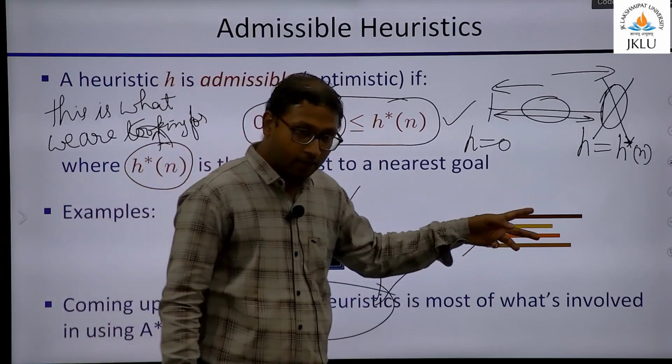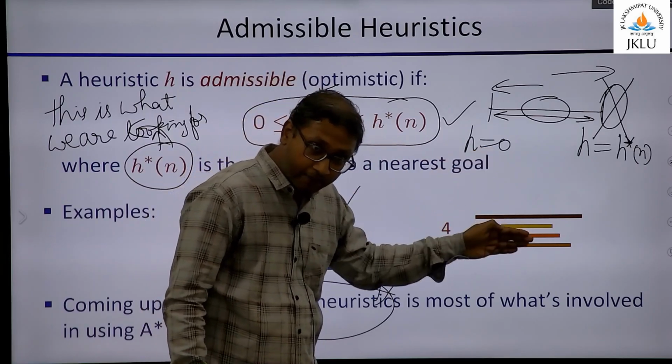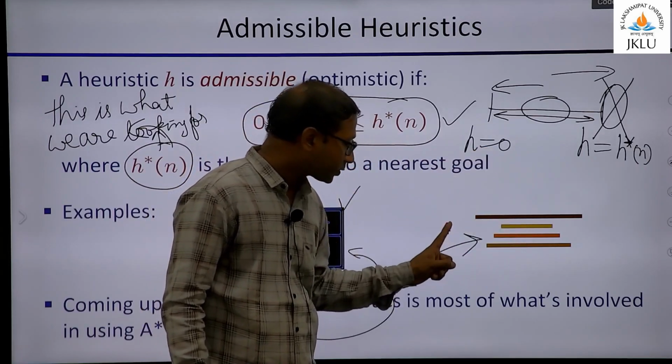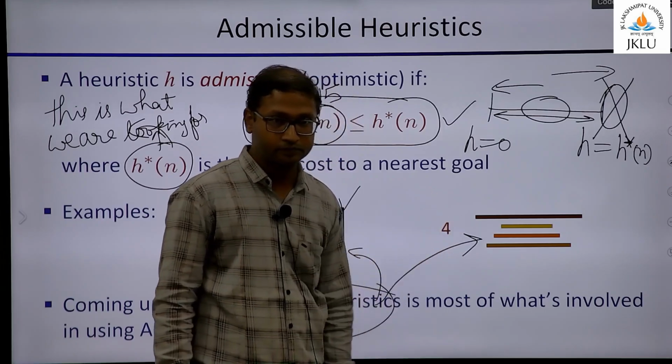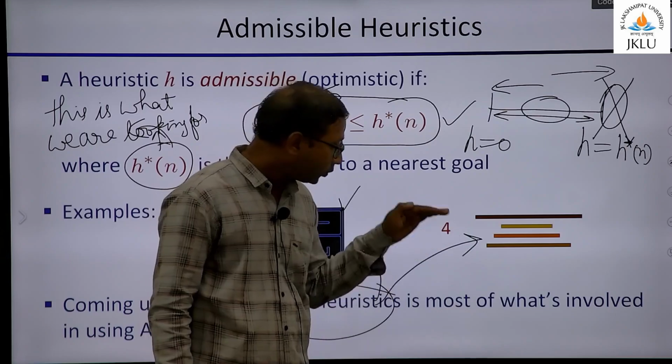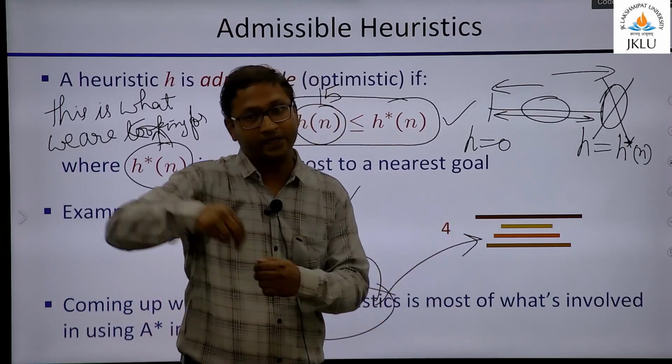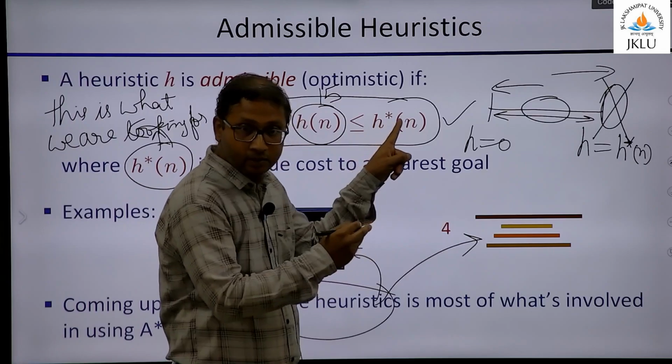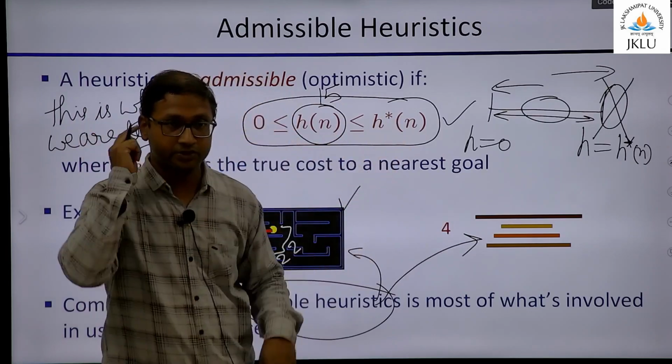Because whatever best is there, it is greater than or equal to 4. You can't do it in better than 4, but you may take more. So this H star might actually be more than H.